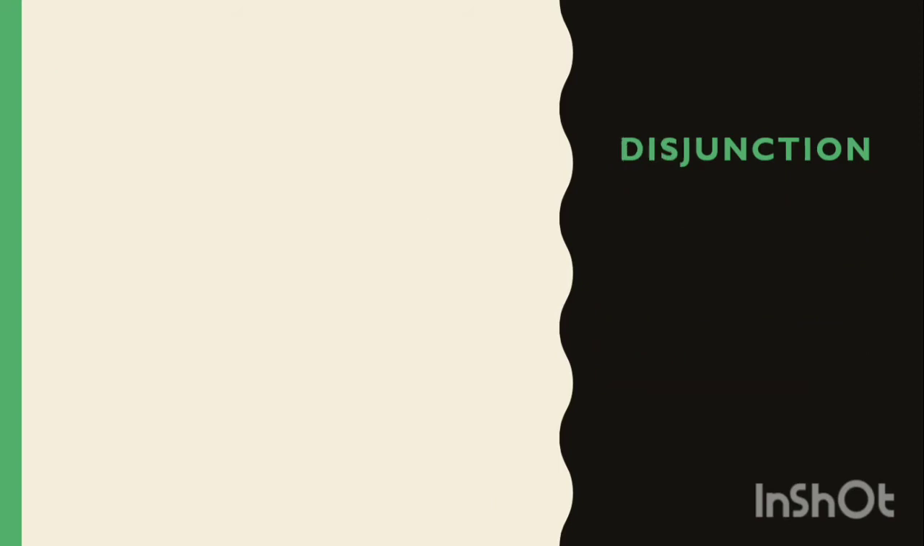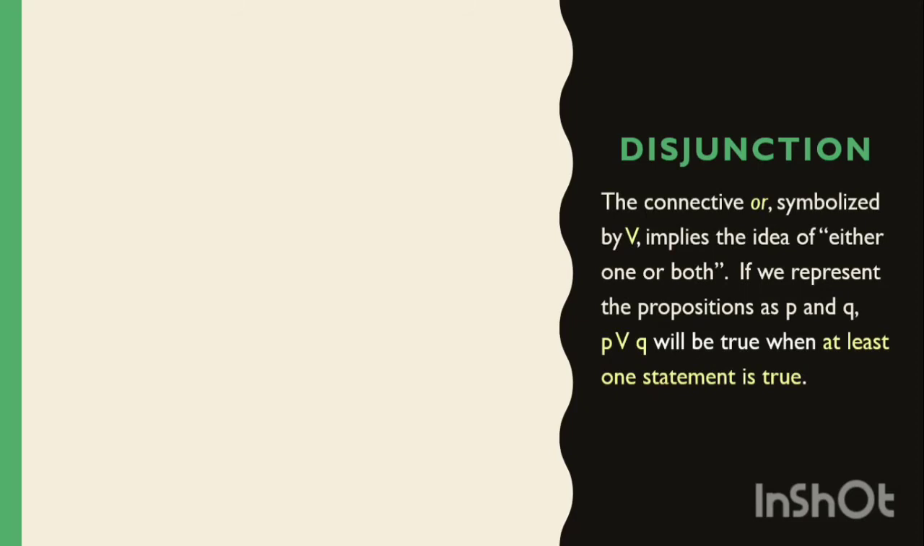Now, we will move to disjunction. A disjunction is symbolized by the connective "or", using this V shape, which implies the idea of either one or both. So either one of the propositions in the compound proposition is true or both of them are true.